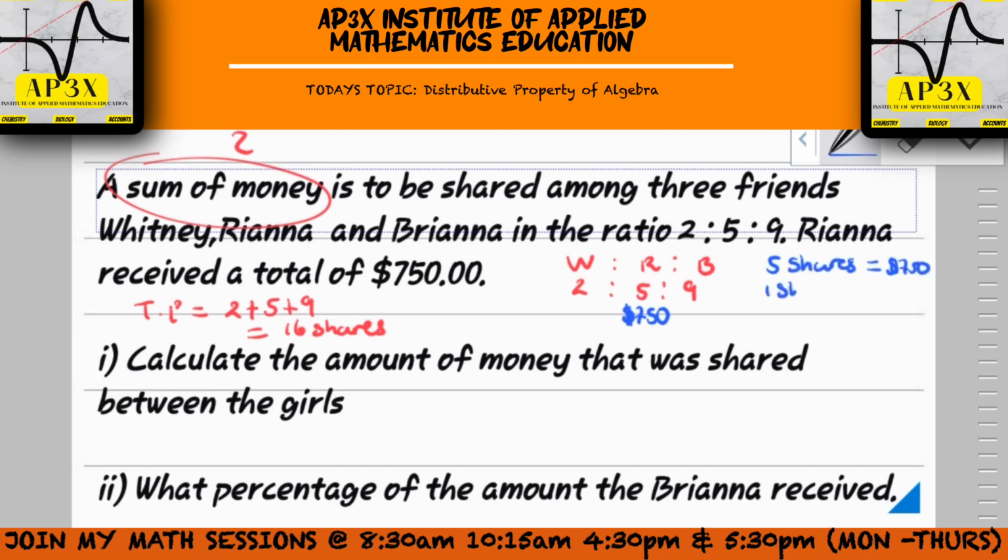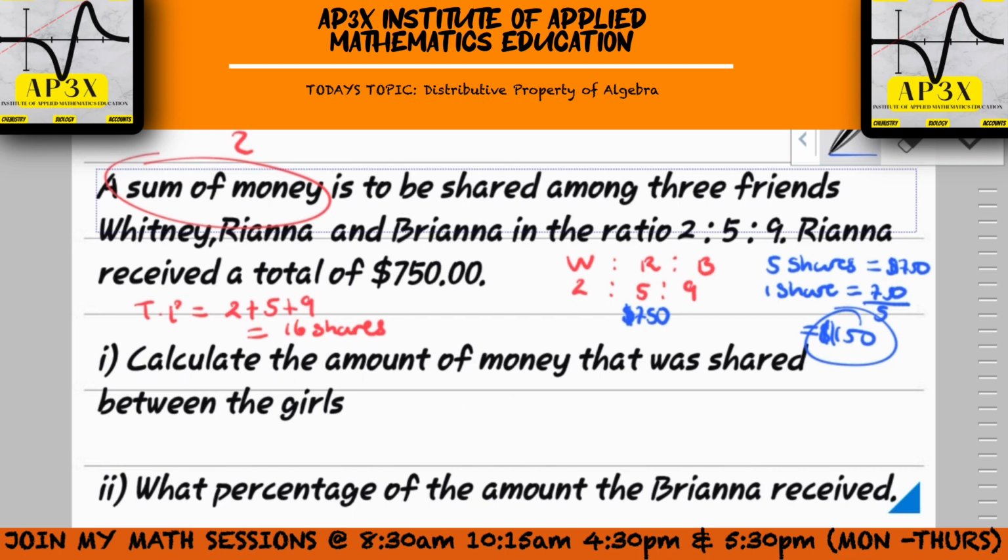So one portion or one share is going to be equal to $750 divided by 5. And so therefore this looks to be 150. Yes, that's $150. Okay, so the value of one share is $150. Now I have completed all my 3 steps. I can then use all the information here that I have in red and blue to answer the question.